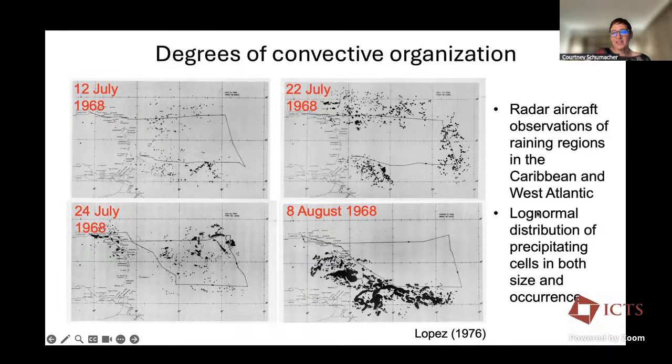And I want to point this out. This is something, the log normal distribution of precipitating cells, is something that Lopez and many others have pointed out. So you get a lot of little cells and fewer big cells. And that's certainly the case with convective cells. So then I want to focus on the extreme, what's happening there versus here.